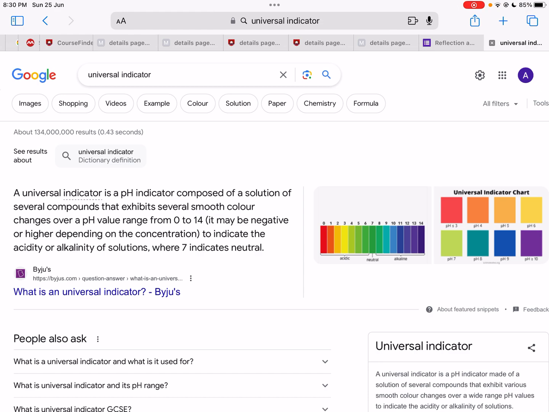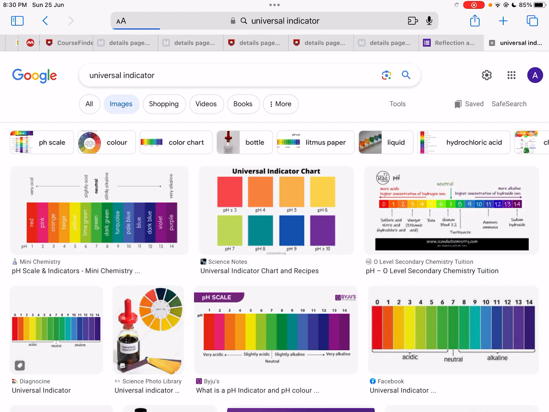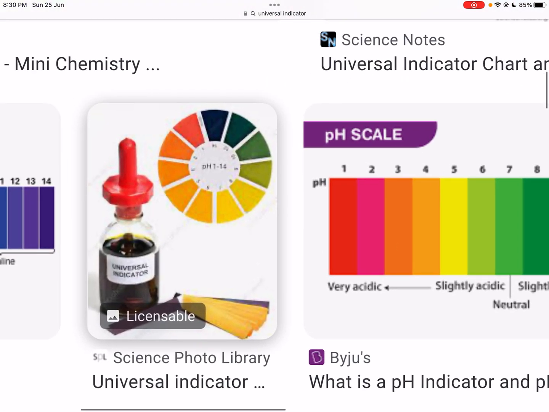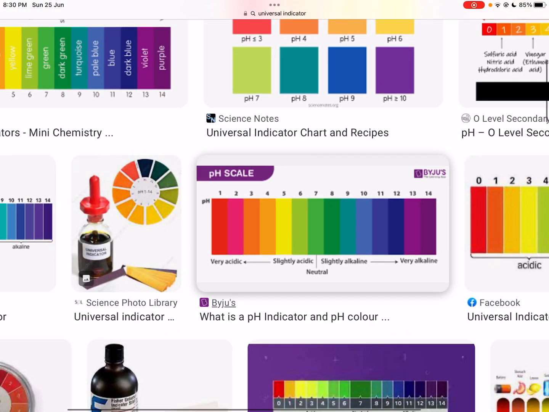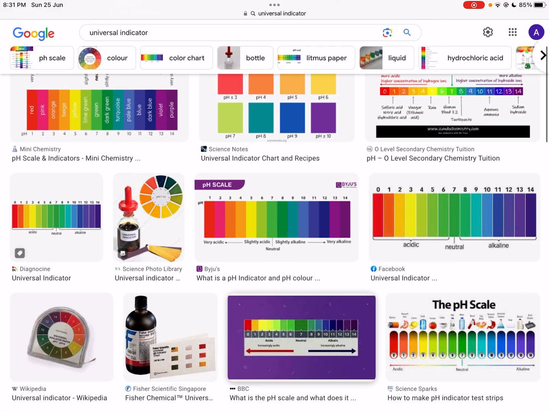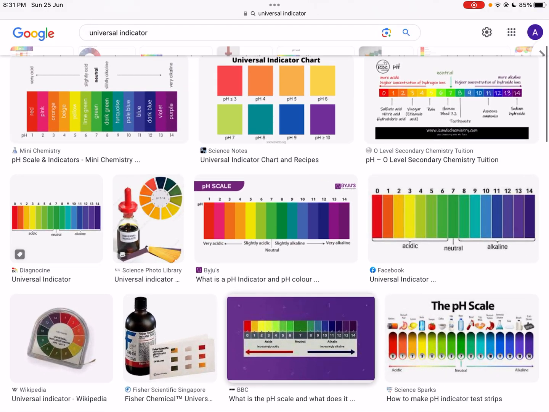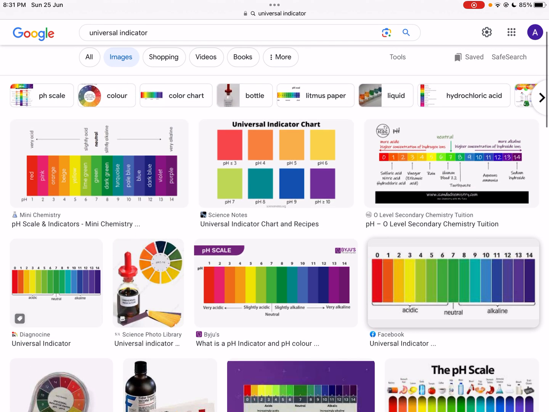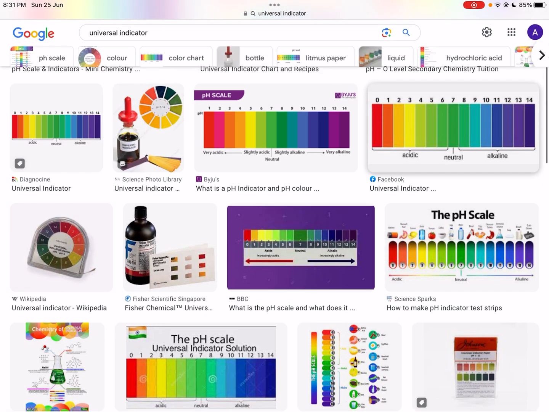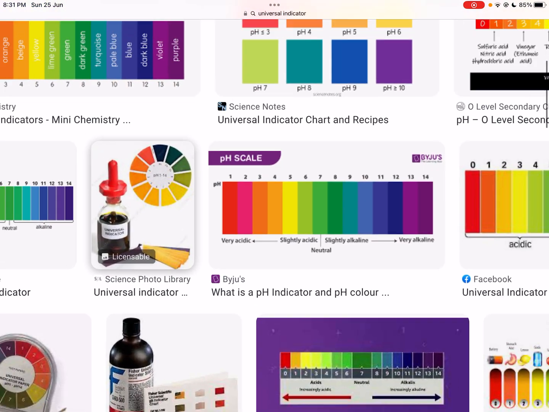Universal indicator comes in this form, either as paper or in dye form. We have both. I can show it to you when I'm back in the classroom, just to let you have a feel of the real thing. Basically, after you dip it inside the sample that you want to test, you compare it against a chart.